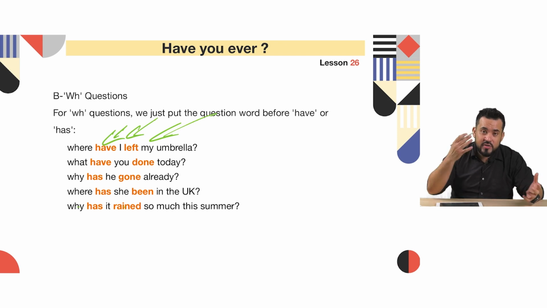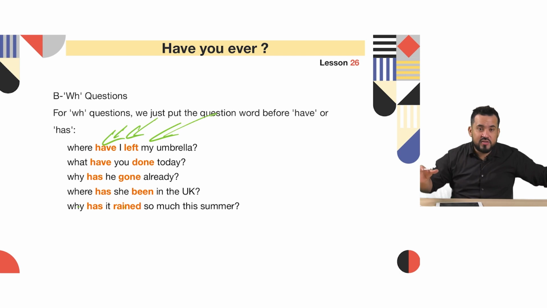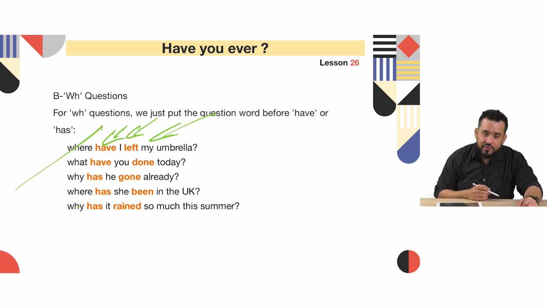So always the WH or the question word always comes at the very beginning and then everything else follows in the same order. If we remove the question word, it will become an auxiliary question and we will still follow the same order. So if we remove this, have I left my umbrella?